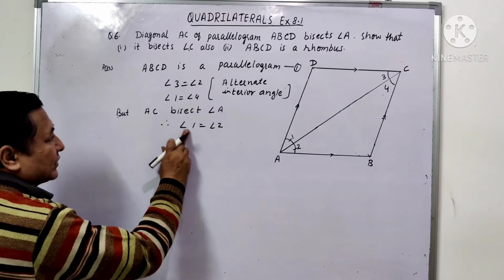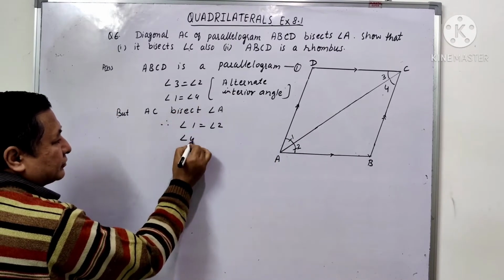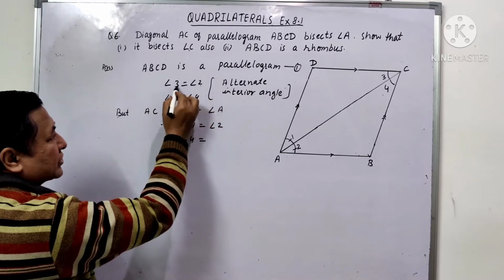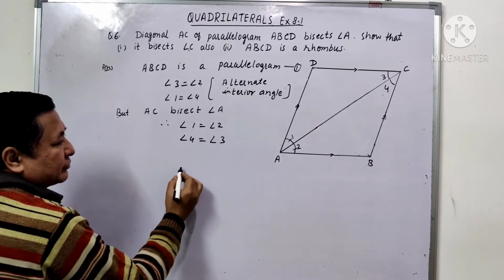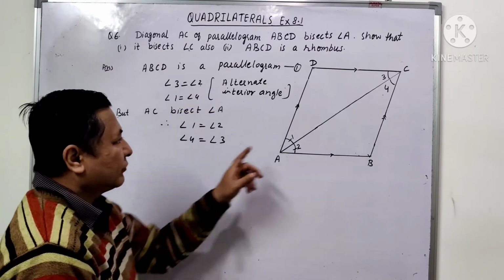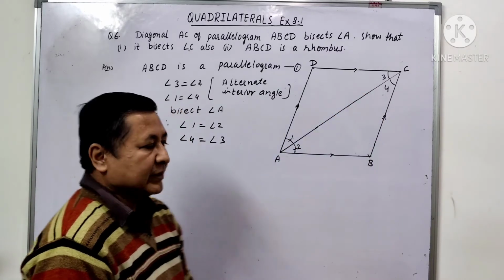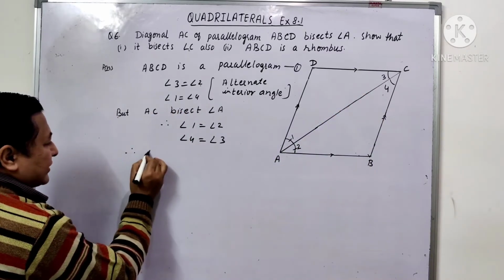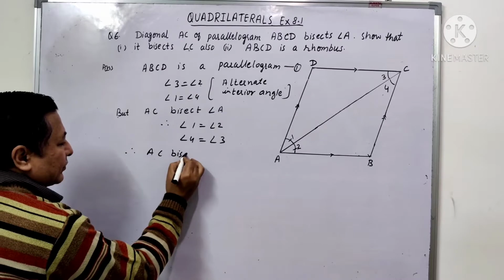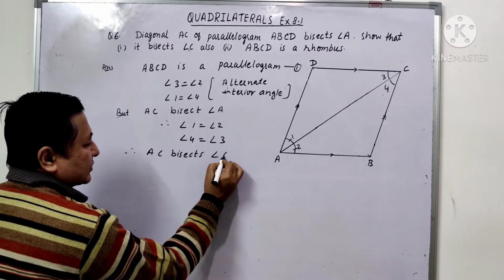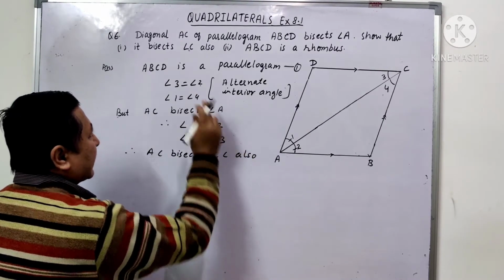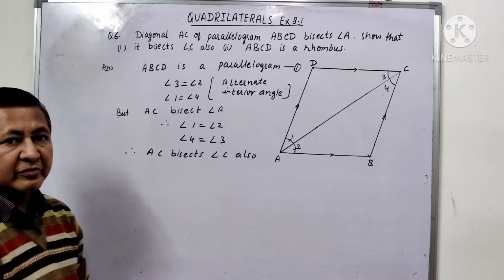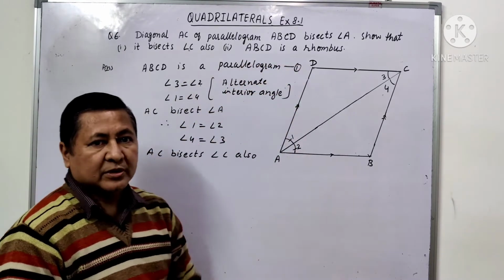Now, angle 1 is equal to angle 4 and angle 2 is equal to angle 3. So now we have proved that angle 4 and angle 3 are equal. That we can say that AC bisects angle C also. So we have proved the first part.